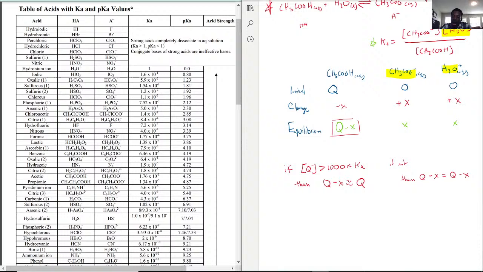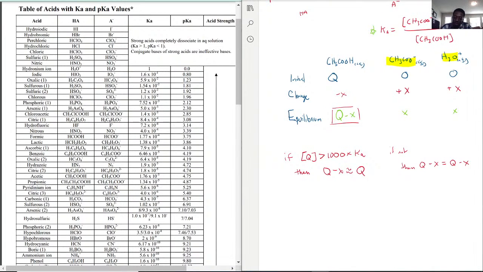You're probably wondering, how does that play into this? When you're actually filling your values for the Ka, so we're using acetic acid, right? We have 1.76 times 10 to the negative 5 is equal to, because we have two x's now, CH3COO minus and H3O plus, so that's x squared over either Q minus X or just Q. So let's say we had a concentration of 1.76 times 1,000.